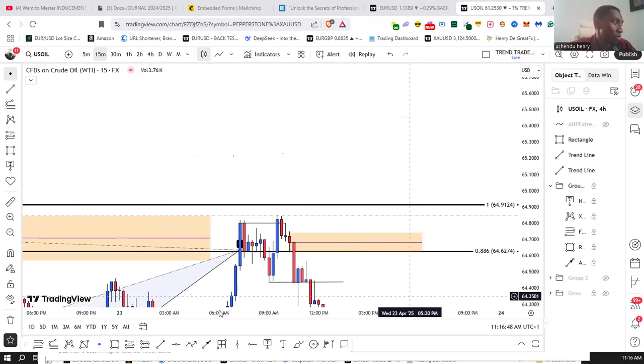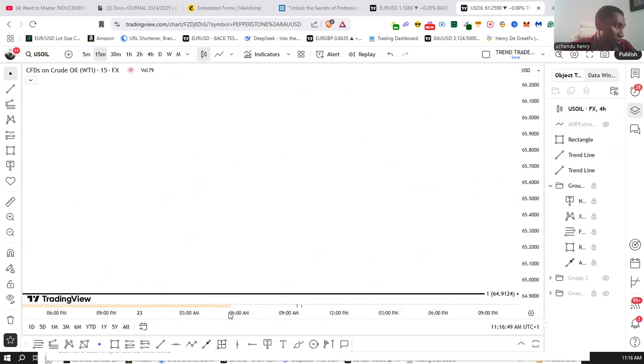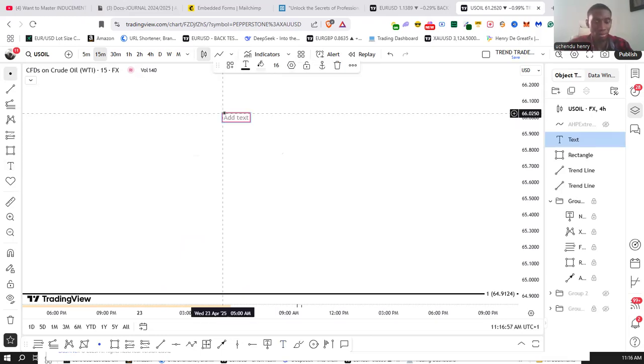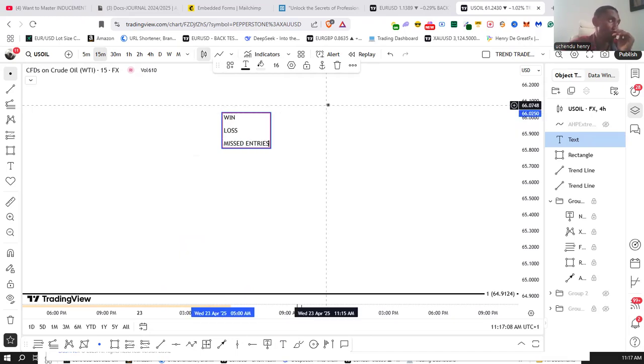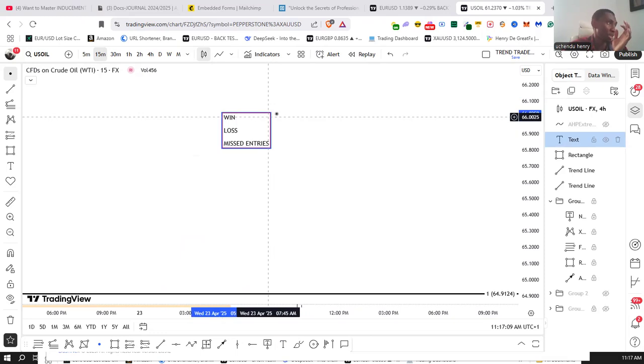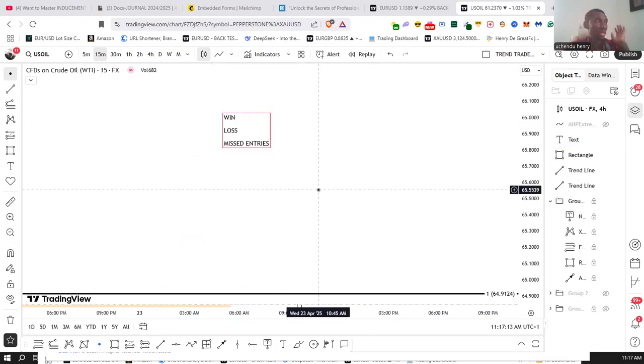So you're going to have three categories of things that are going to happen on the chart. First is we'll have a win. Second one is loss. Third one is missed entries. There is no break even. It's either we are having a win or we're having a loss or we're having missed entries. So try as much as possible to avoid loss. It's inevitable, but try to reduce it. Have more wins and then missed entries.